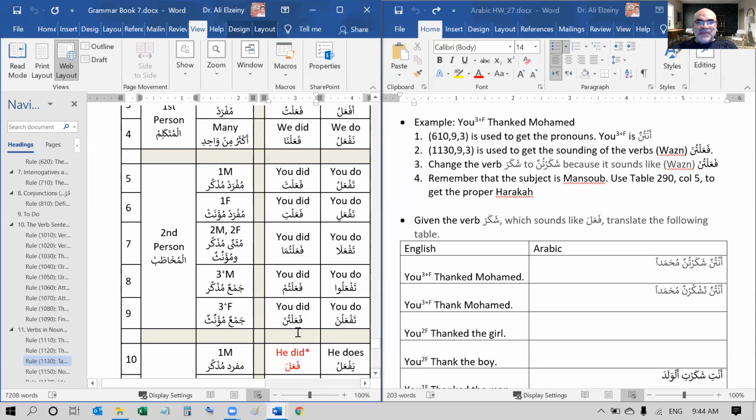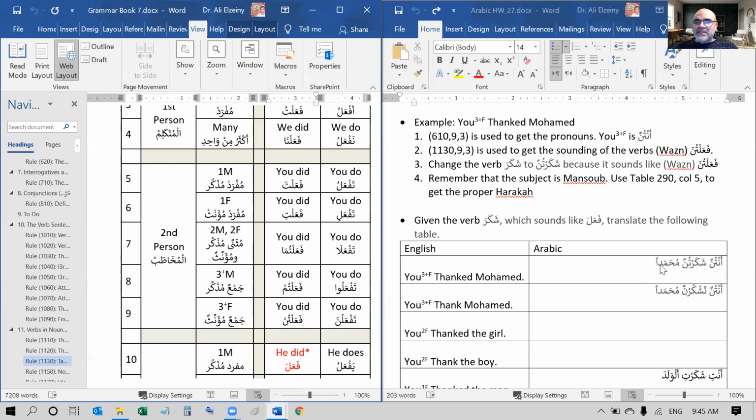Okay. So that's from here, which is table 1130, row 9, column 3. It says that فعلتن is شكرتن. It says that فعلتن, and so شكر becomes شكرتن, because it sounds like فعلتن. Okay, and just a reminder that the subject is mansub.